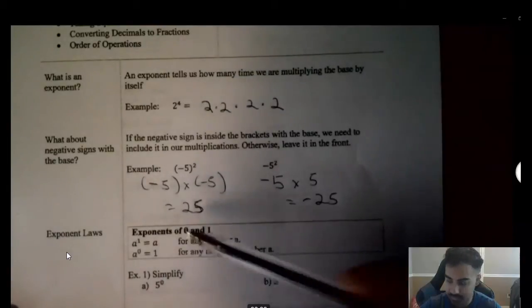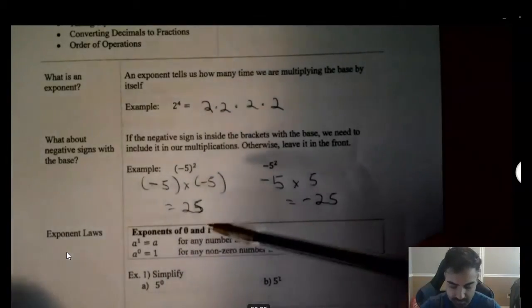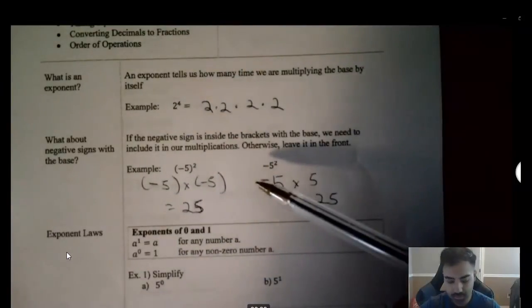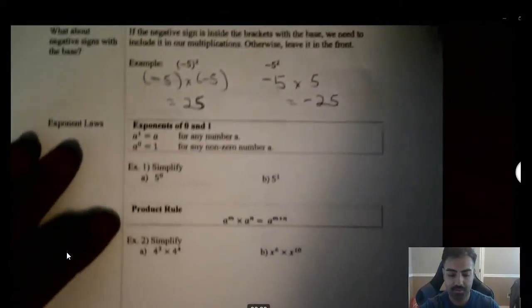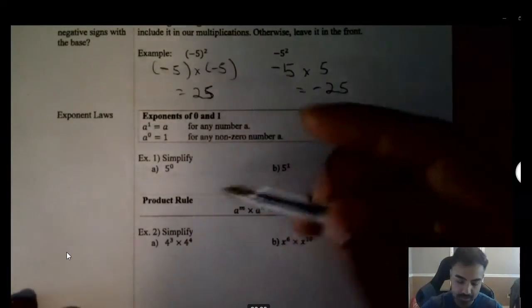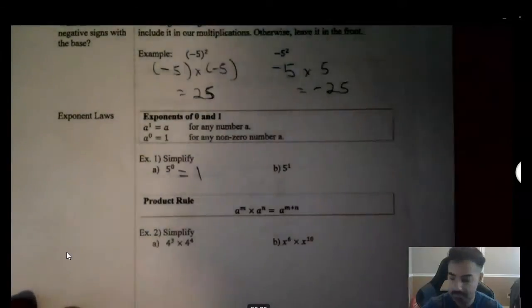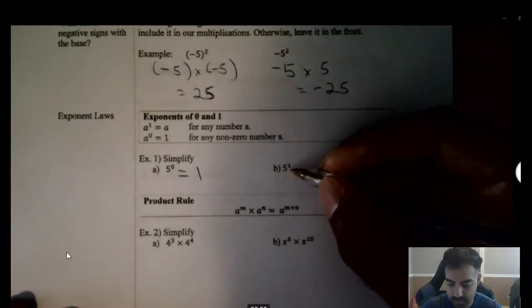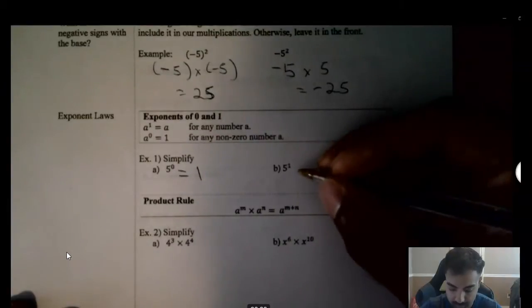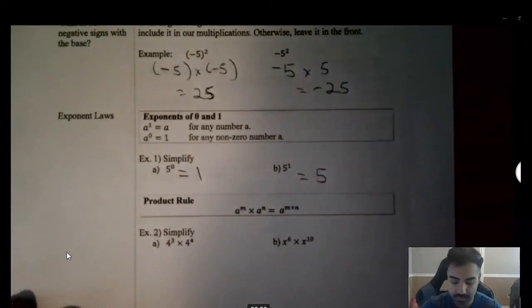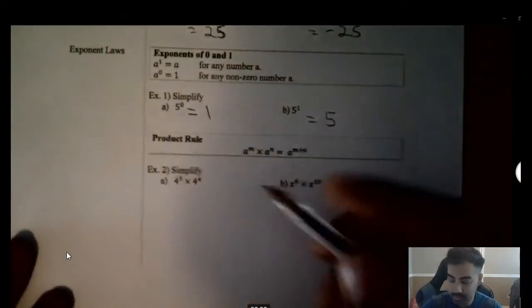Okay, exponent laws. The first idea we're going to look at is exponents of 0 and 1. This is something you just need to memorize. Anything to the power of 0 is simply going to be 1. Any number to the power of 1 is going to be just itself, like 5. Pretty straightforward. Reviewing the product rule here.